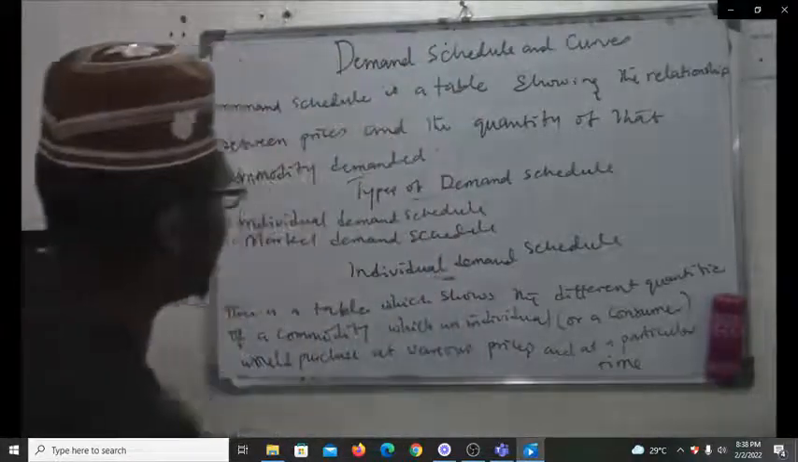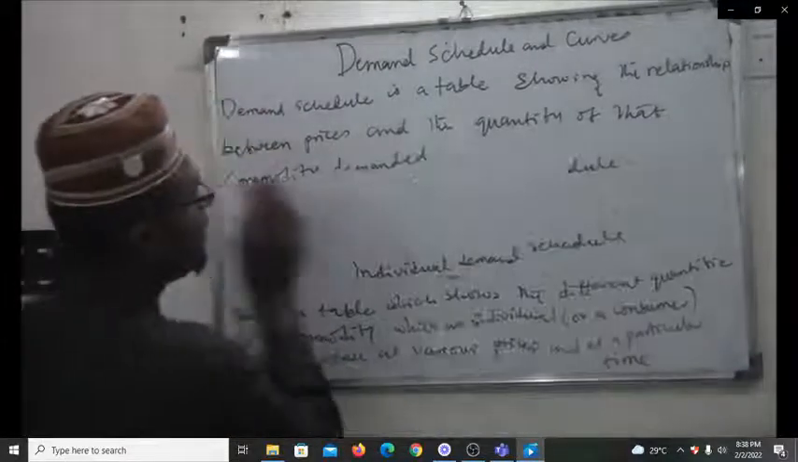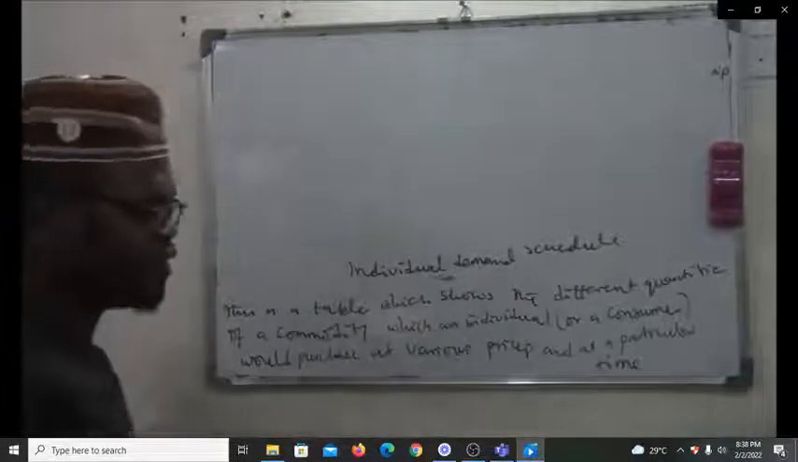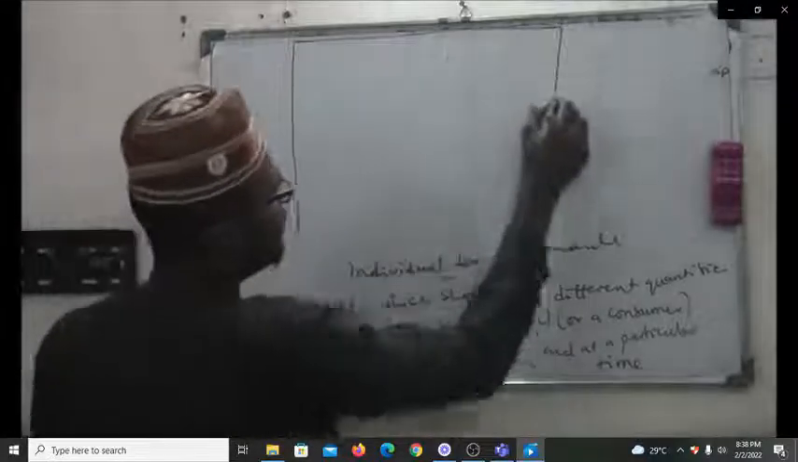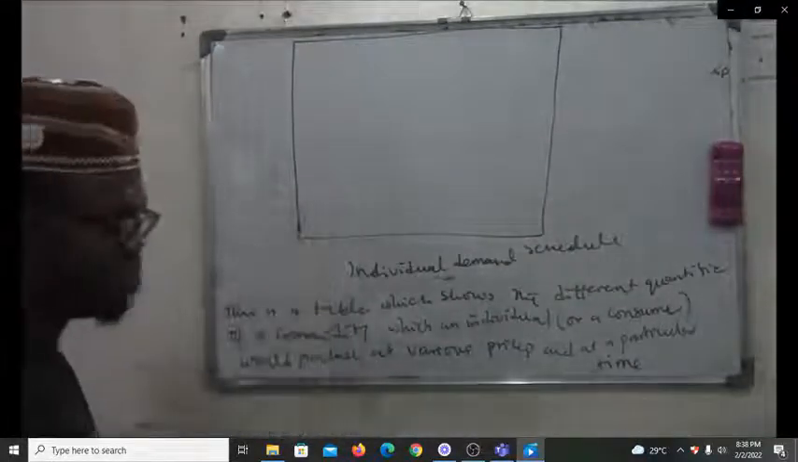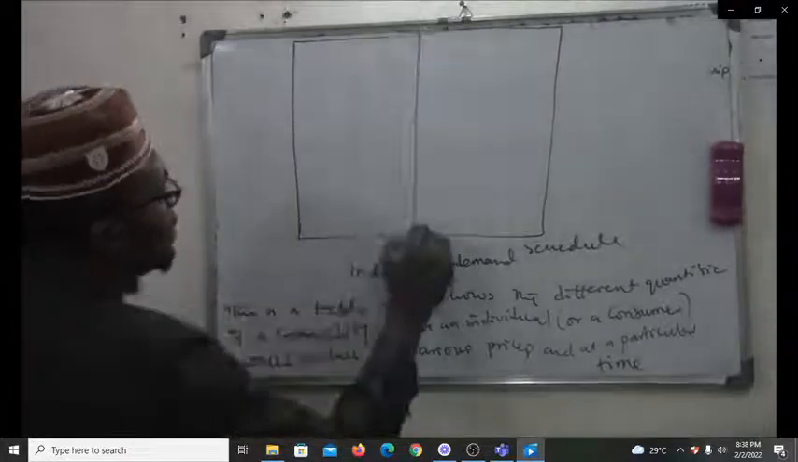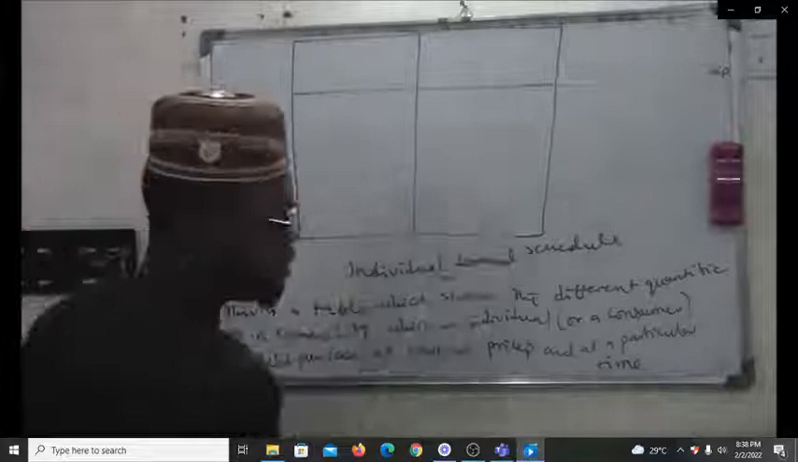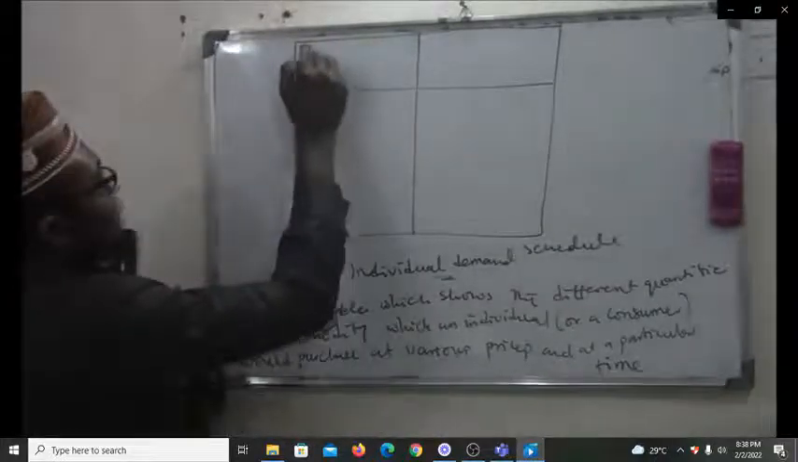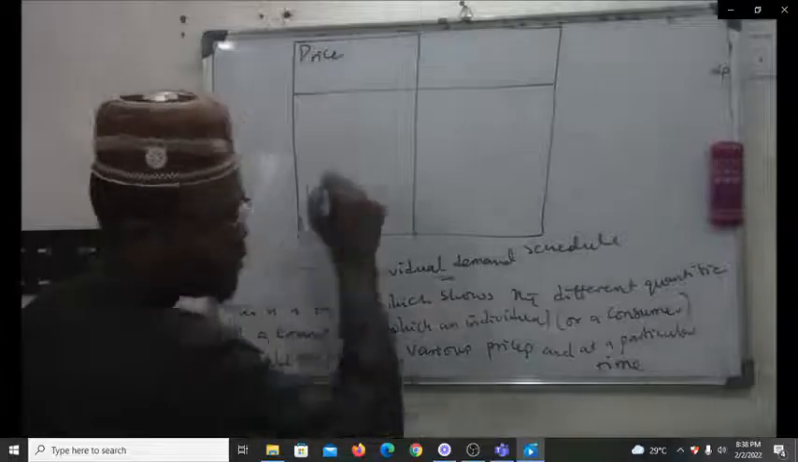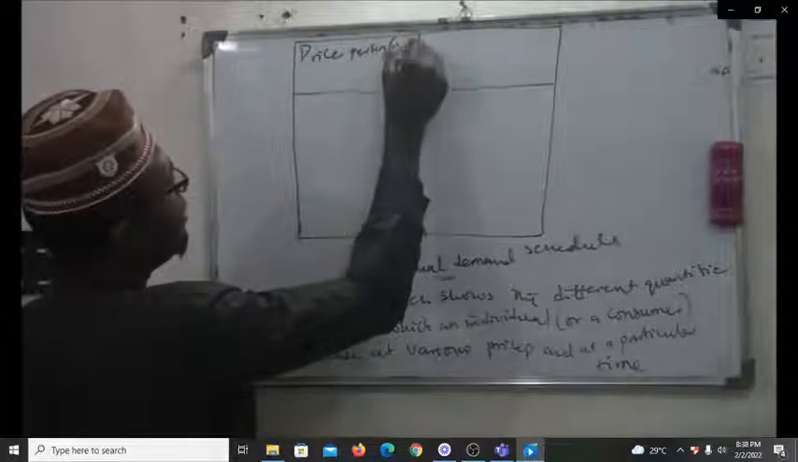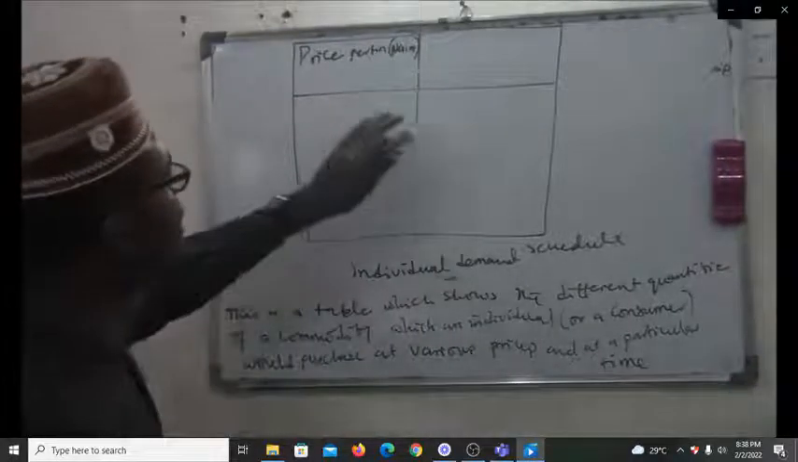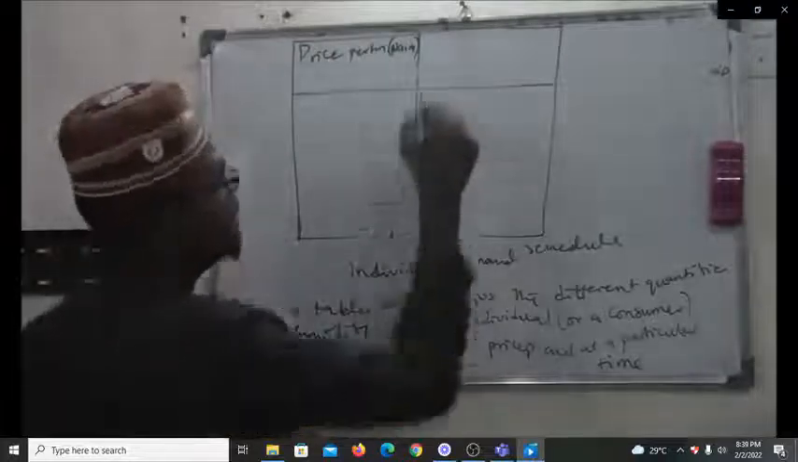And we're going to show an example of an individual demand schedule using the following diagram. Whenever you talk about a demand schedule, you're going to have a table like this. It's a table that shows the relationship between price, price per item in Naira, price is always in Naira, and quantity demanded.